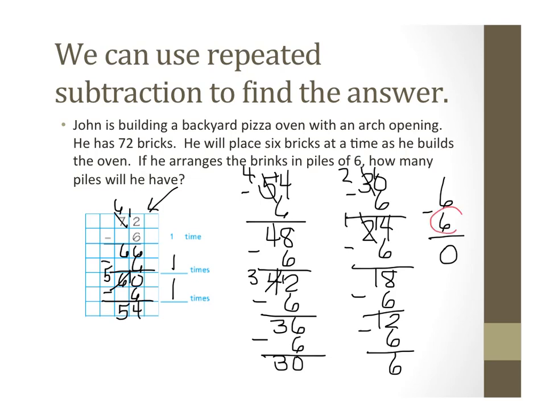He subtracted once, twice, 3, 4, 5, 6, 7, 8, 9, 10, 11, 12. So I finally get to my answer. He'll have 12 piles.